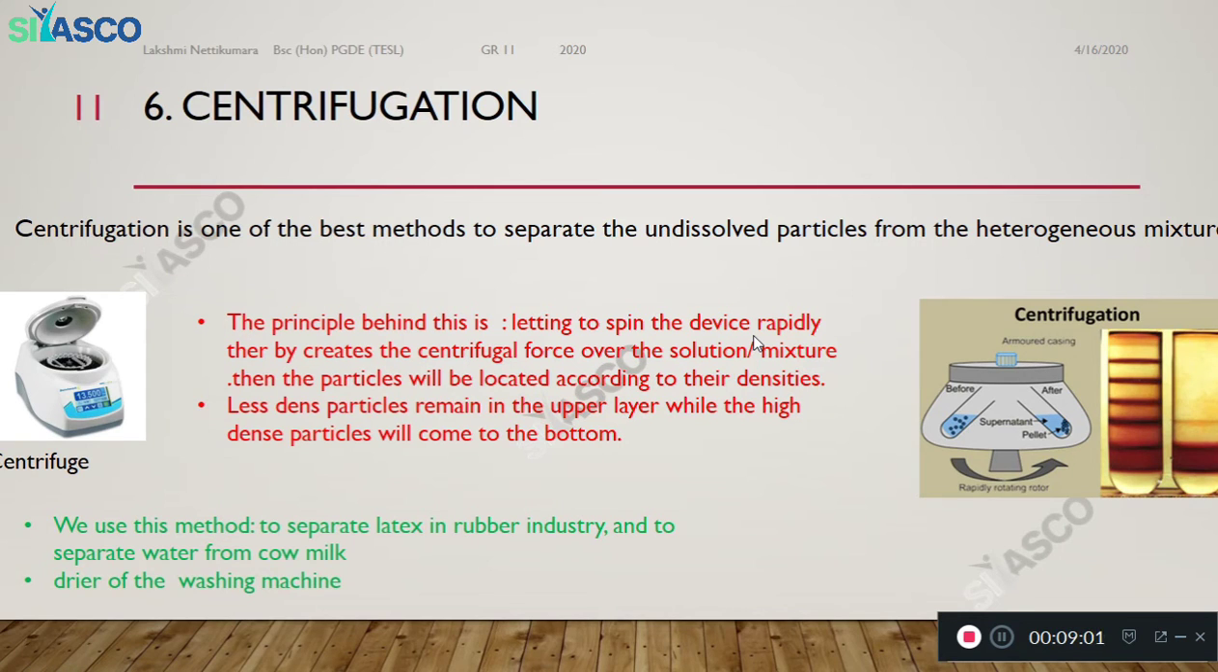The sixth method is centrifugation. Compared to the other methods, this method is a bit complex and needs some skill. Here we use a special equipment called a centrifuge. This is a simple form of centrifuge. You can operate it manually. This one needs electricity.